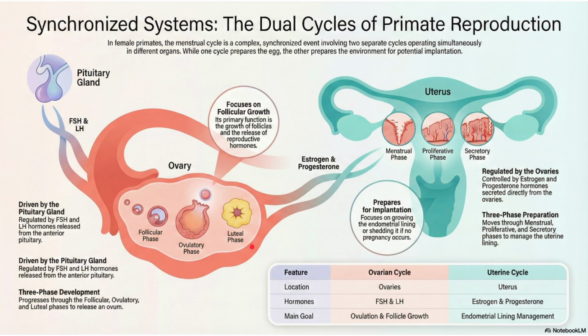So now you can see how it is going to happen. First, starting from the menstrual phase, the endometrium is going to break, and the uterine lining will break off.